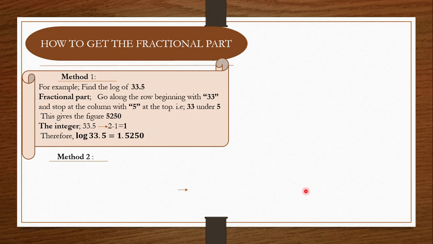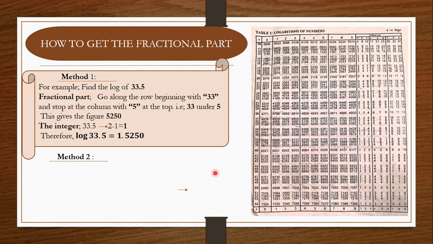Next we'll be talking about how to get the fractional part, that's the decimal fraction. Here we have two methods. So let's go to method 1. Using this example, find the log of 33.5. We need a four-figure table for this. To get the fractional part, we have to go along the row beginning with 33. So now let's go to the place where we have 33.